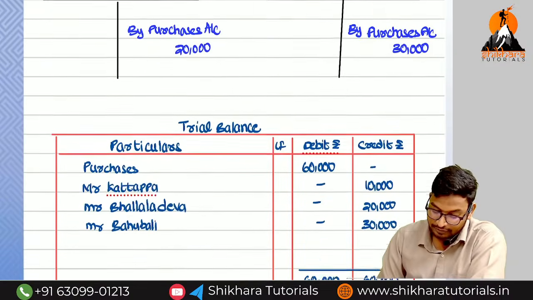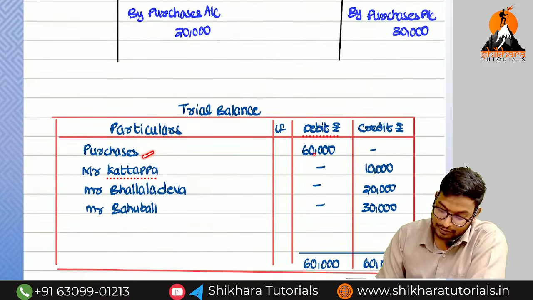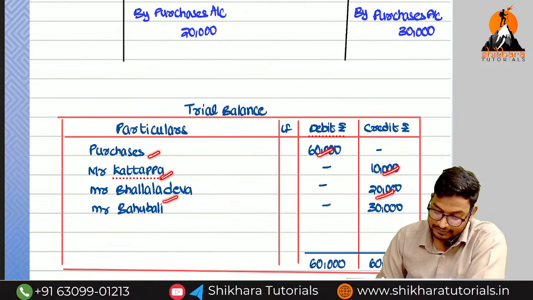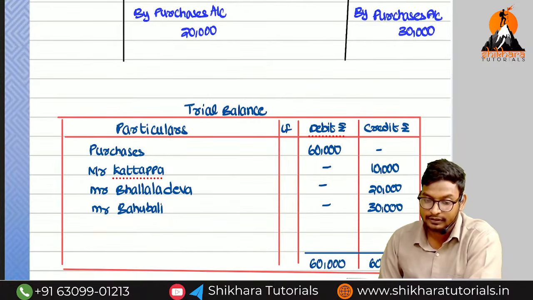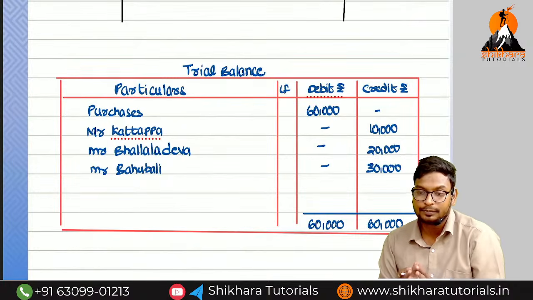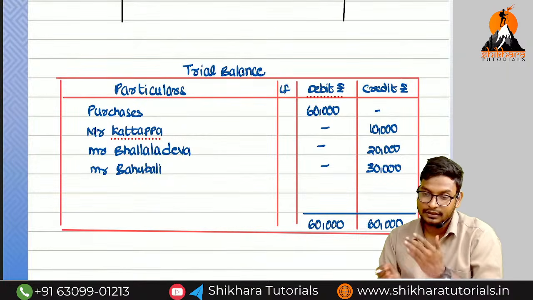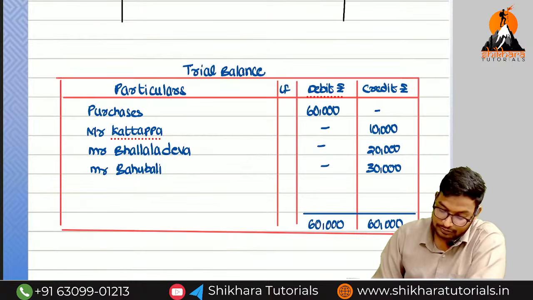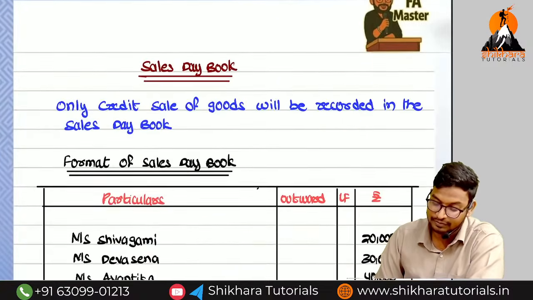For that reason, which side we need to record? Credit side. So purchase will be on the debit side, Kattappa balance on the credit side, Ballal Deva on the credit side, Bahubali on the credit side. What is the total? 60,000 and 60,000. This is the way of posting the subsidiary books, ledgers and trial balance. So next we are going to discuss about the sales book.